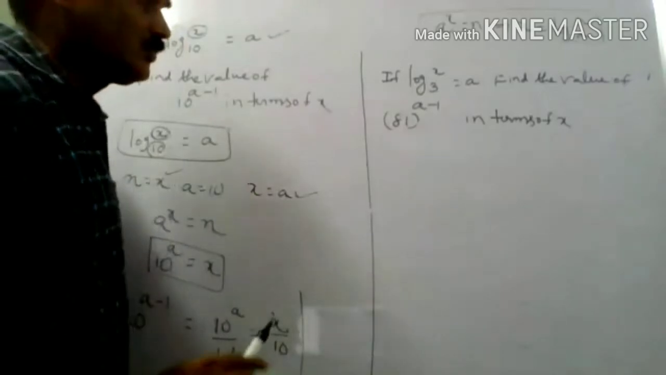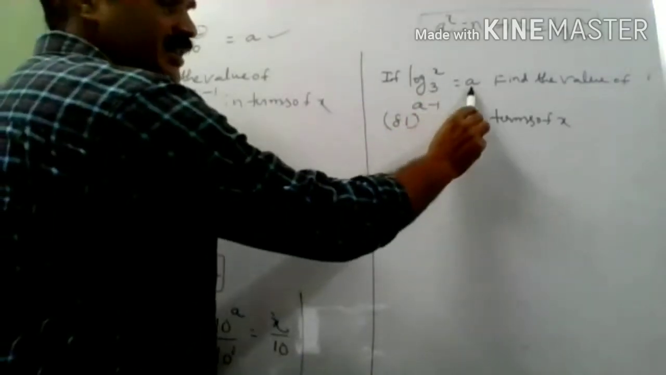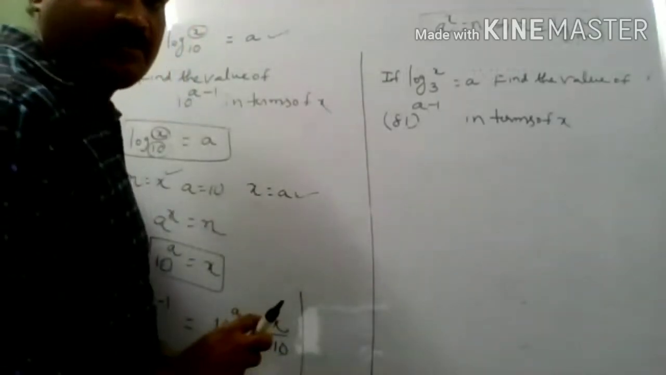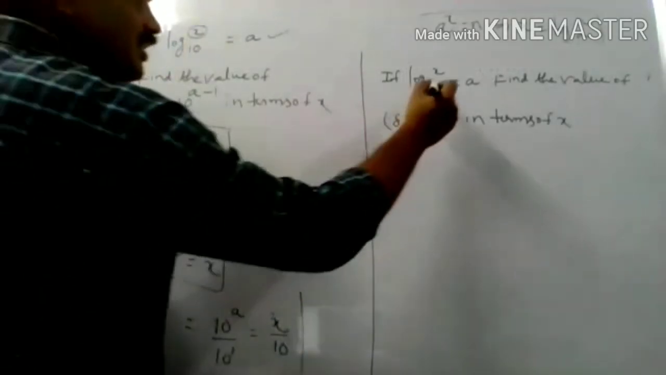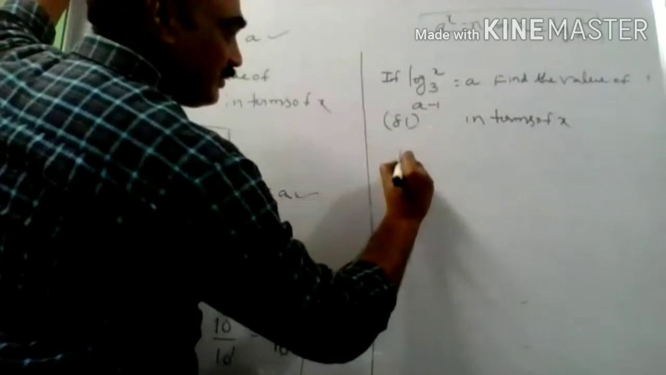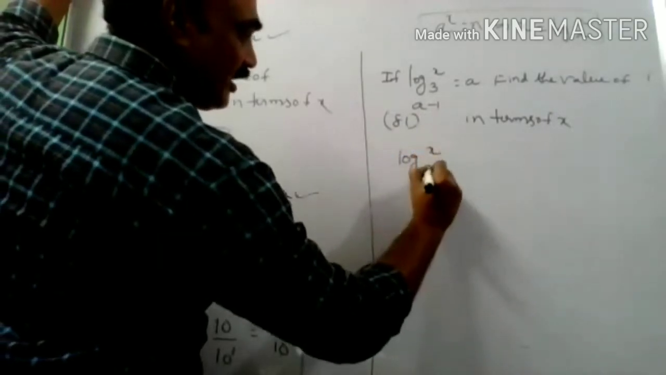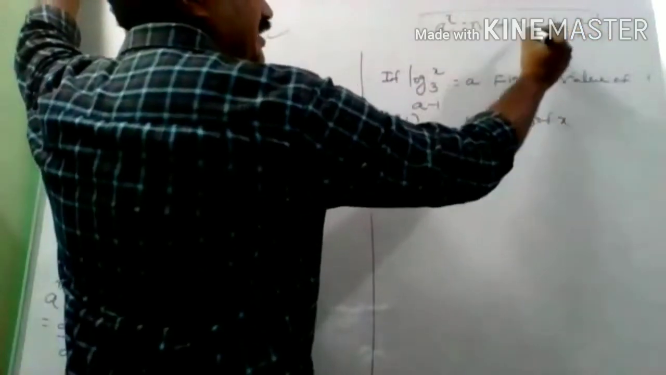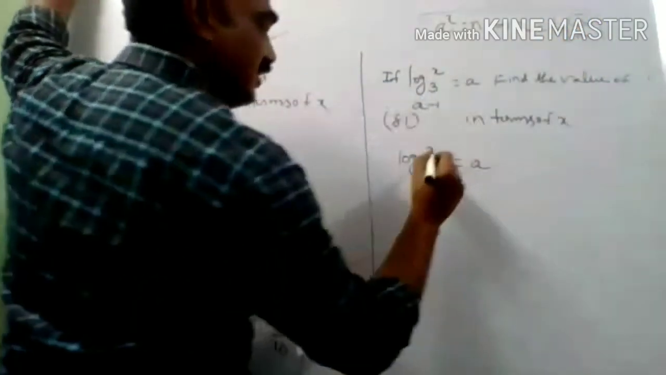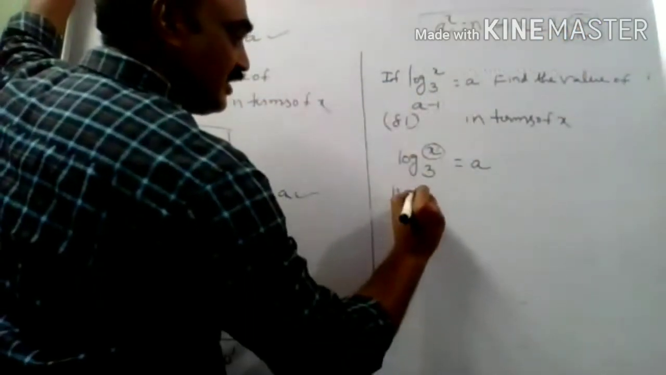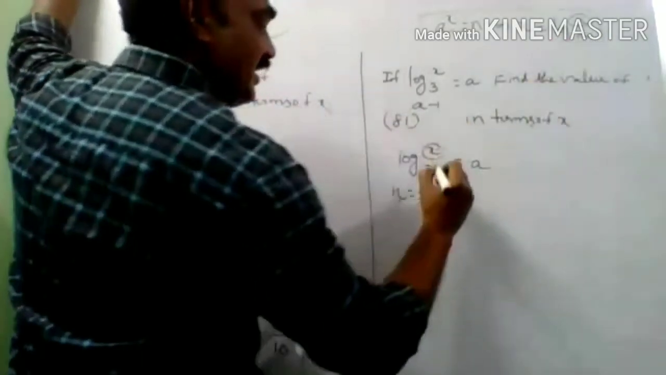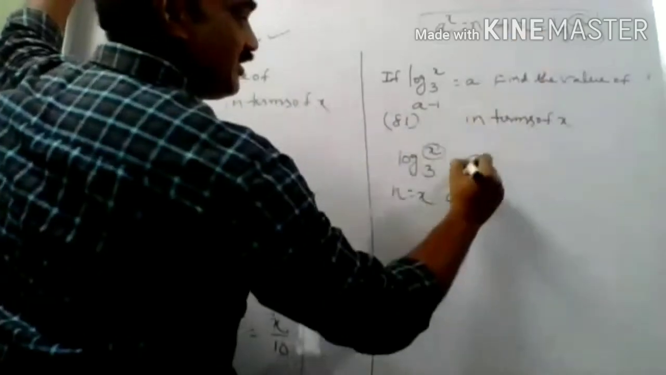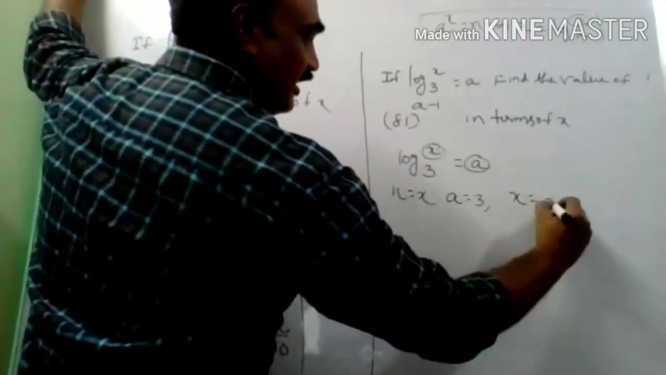Students, if log x to the base 3 is equal to a, find the value of 81 power a minus 1 in terms of x. This is the logarithm form. Log x to the base 3 is equal to a. Log n to the base a is equal to x, where n is equal to x, the base is 3, and the value is a.